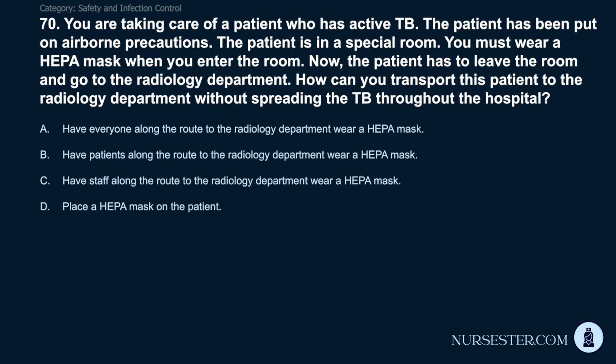70. You are taking care of a patient who has active TB. The patient has been put on airborne precautions. The patient is in a special room. You must wear a HEPA mask when you enter the room. Now, the patient has to leave the room and go to the radiology department. How can you transport this patient to the radiology department without spreading the TB throughout the hospital?